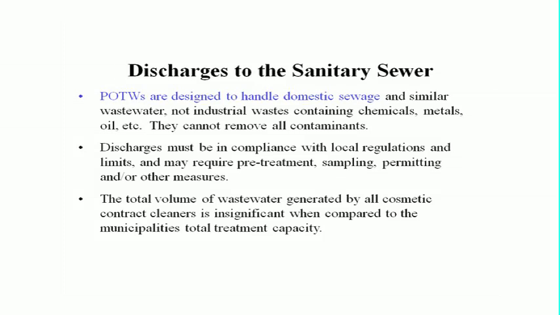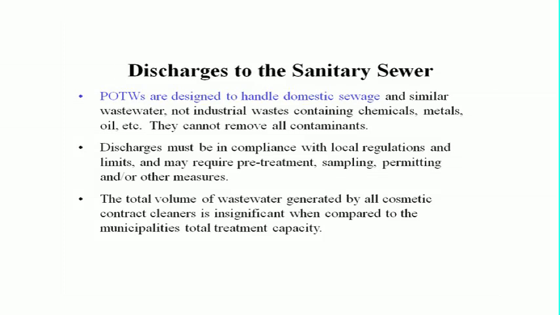Basically, POTWs are designed to handle domestic waste, not industrial waste. So a lot of times there's a surcharge for industry for the discharge to the POTWs. And that's the case for the contract cleaners in Fort Worth. They have to pay an extra charge to be able to discharge to the sanitary sewer system.